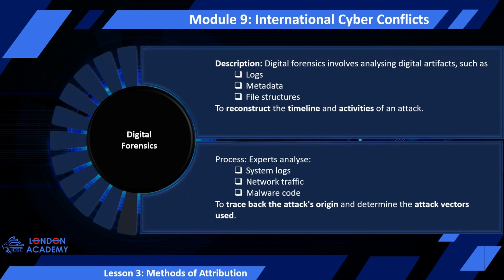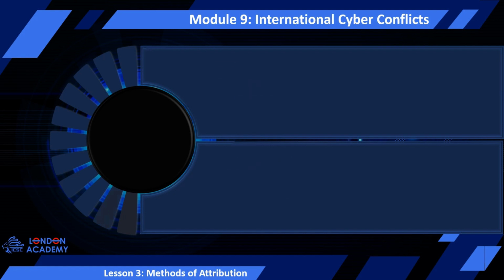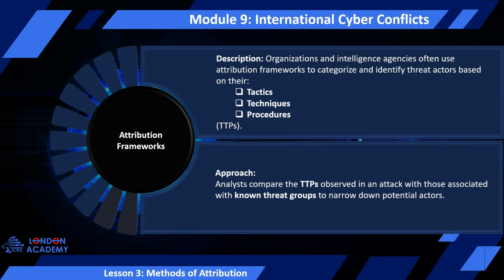First attribution technique we will cover is digital forensics. Digital forensics involves analyzing digital artifacts, such as logs, metadata, and file structures, to reconstruct the timeline and activities of an attack. Experts analyze system logs, network traffic, and malware code to trace back the attack's origin and determine the attack vectors used.